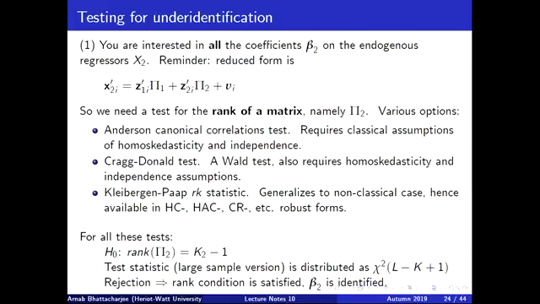For all of these, what is your null hypothesis? Your null hypothesis is that the rank of pi 2 is k2 minus 1. So the null hypothesis is that pi 2 is rank deficient. That is why this is called a test for under-identification. If your rank was k2 minus 1, you are under-identified.